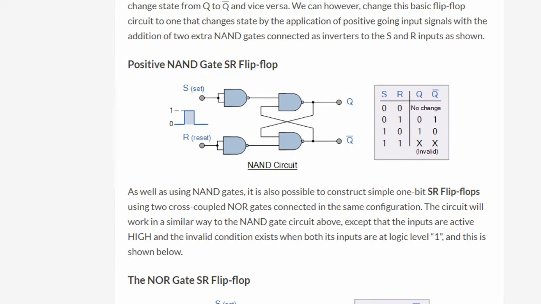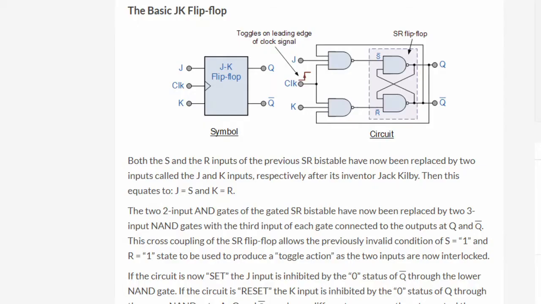Now I can realize there are drawbacks with it. In other words, when does it change state? I don't have control over it. I want it to change state only when I tell it to. So that's the development of the JK flip-flop. In other words, if you look at it, it's actually an SR flip-flop at the core.